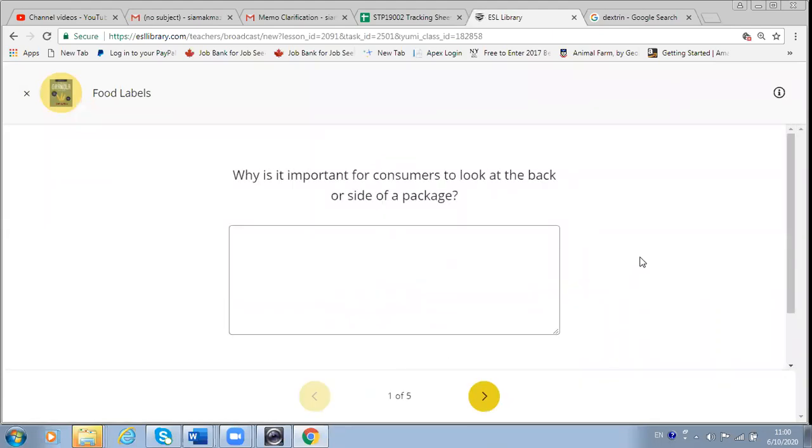Why is it important for consumers to look at the back or side of a package? Because they have to pay attention to what they are eating. They include the ingredients. Yeah, you can understand what ingredients are in it, and you can choose.